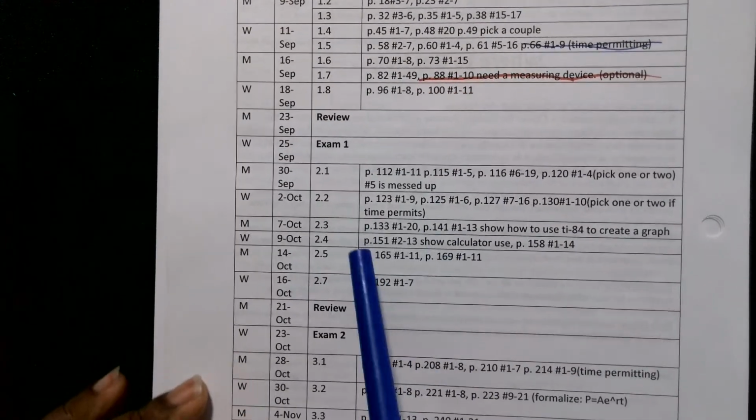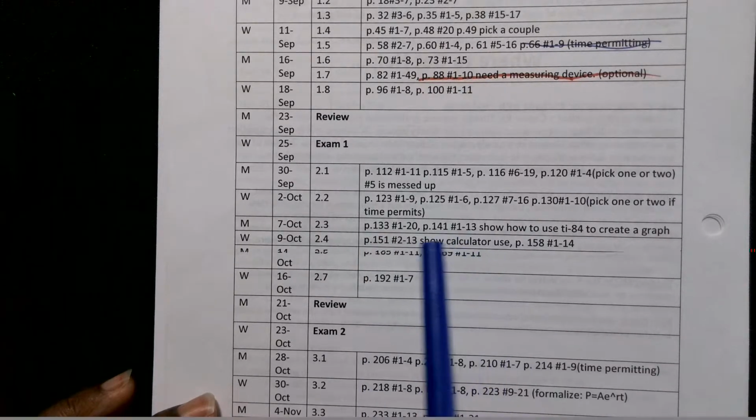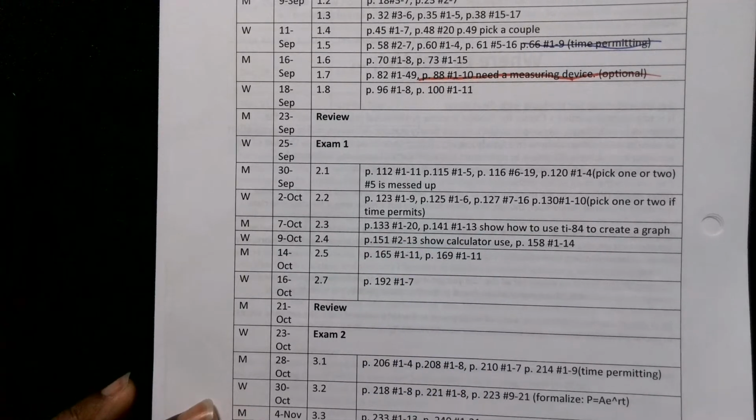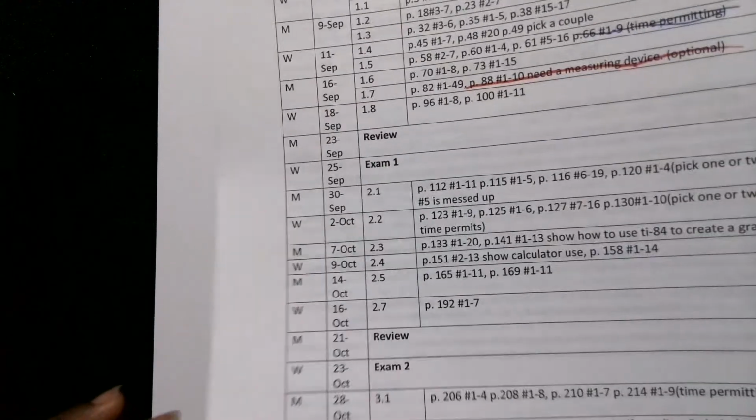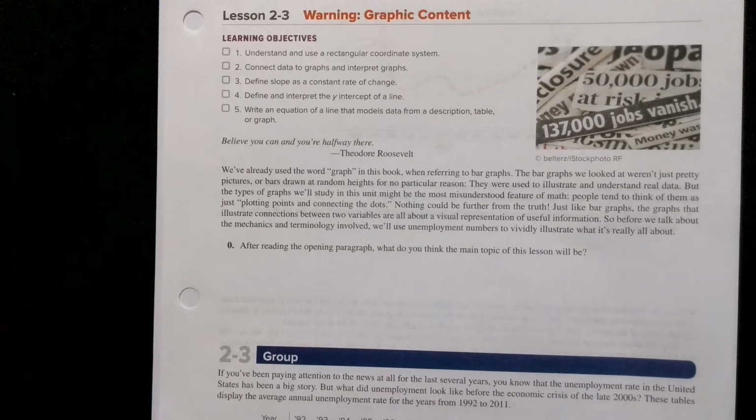Hello class, we're about to start section 2-3, and in our syllabus we have the page numbers. We have page 133 and page 141 are the pages we're going to do on section 2-3. Now, we start on page 133 and it's lesson 2-3, warning graphic content.